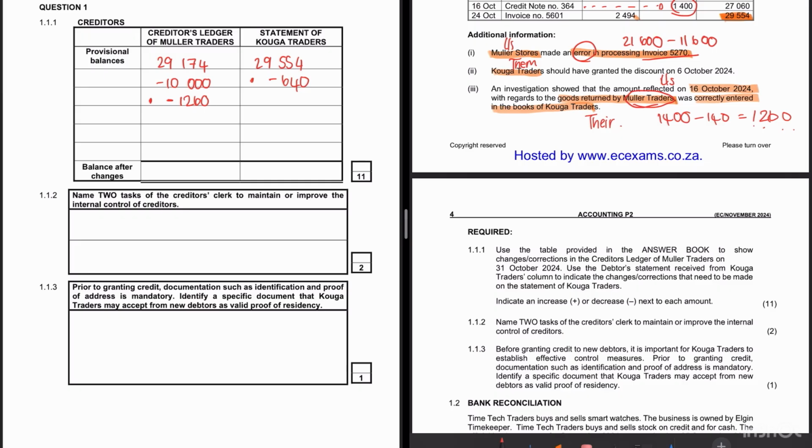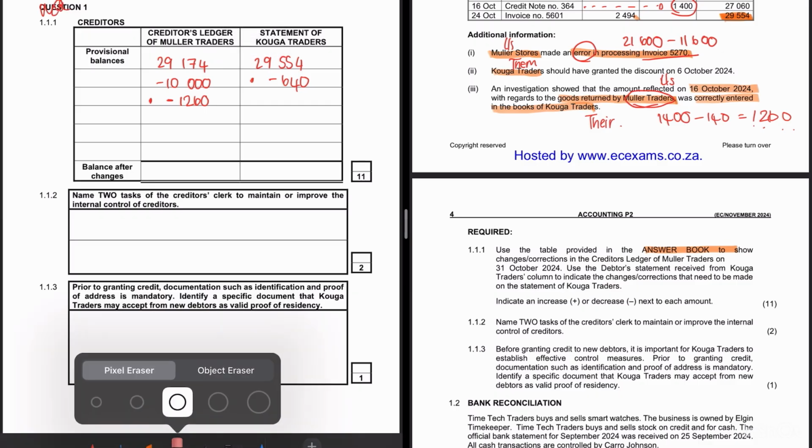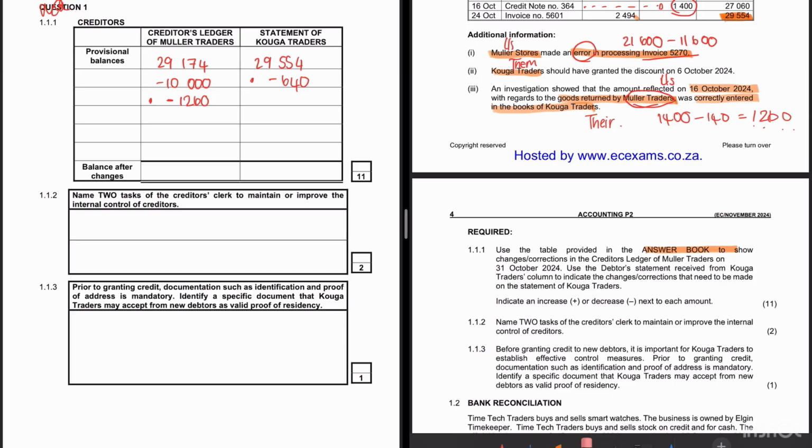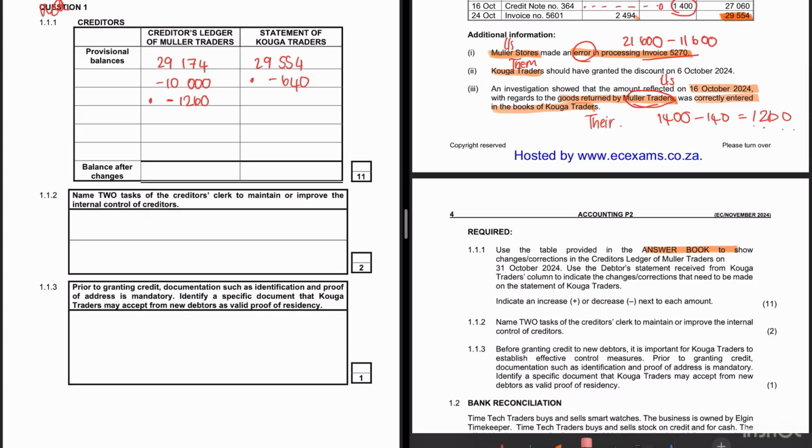So let's start with the question 1.1.1. Use the table provided in the answer book. Here's our answer book on this side. Okay. Answer book to show the changes or corrections in the creditors ledger of Muller Traders at the end of the month. Use the debtor statement received from Cougar to indicate the changes as well. Indicate increase with the plus and decrease with a minus next to each amount.